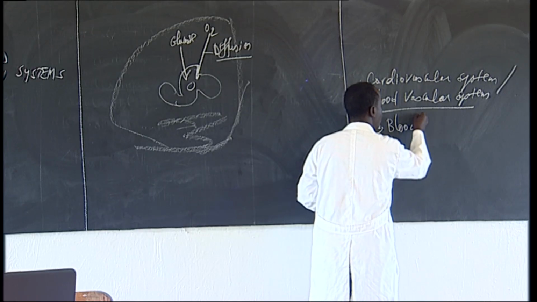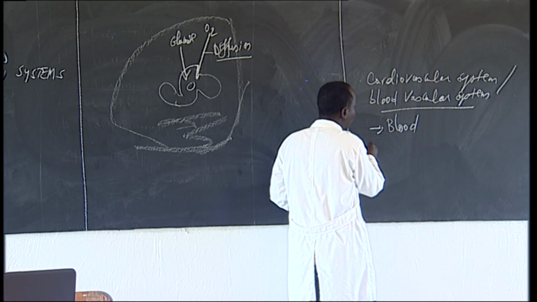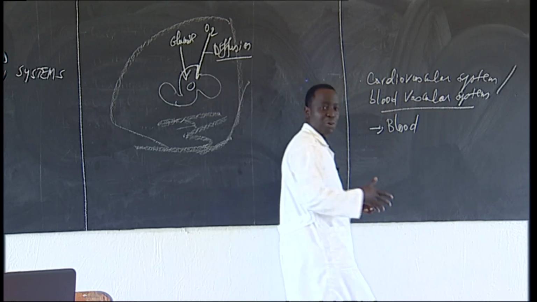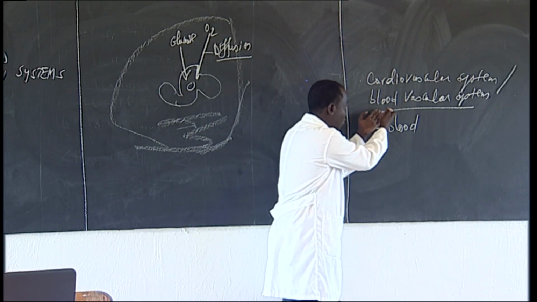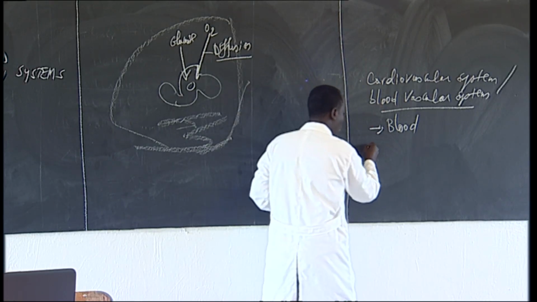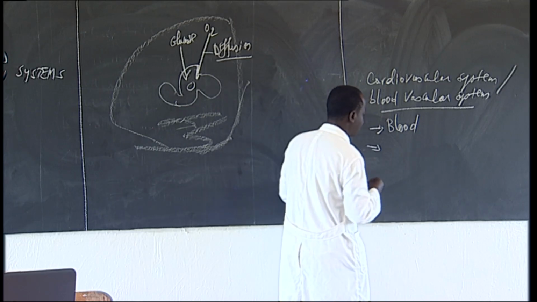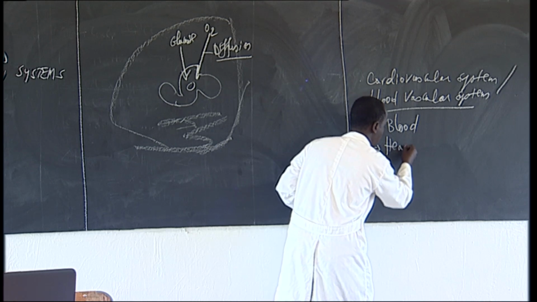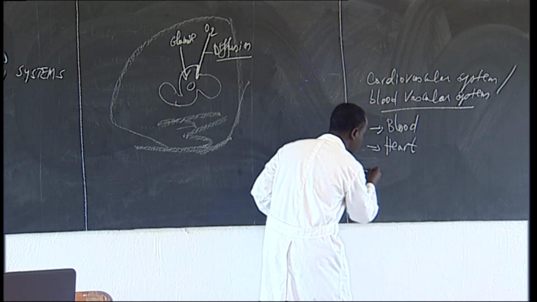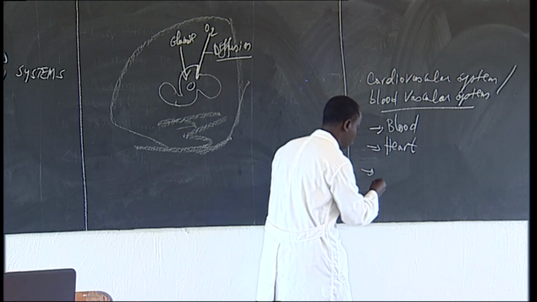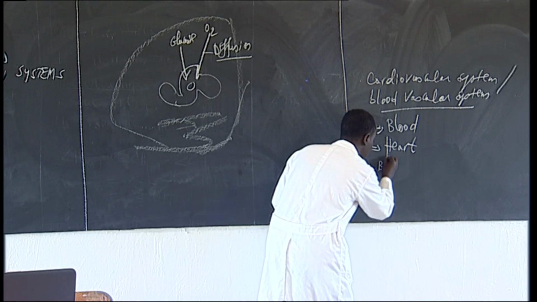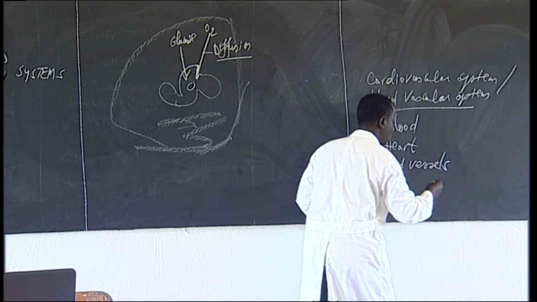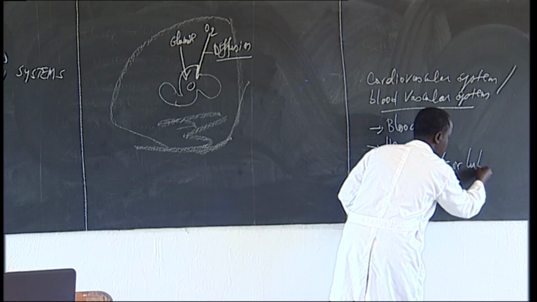blood. That's one component of this blood circulatory system. That's why it is also called the blood vascular system, because it consists of blood. Also, this system has the heart. And lastly, it is composed of blood vessels. Sometimes they are also called tubes.